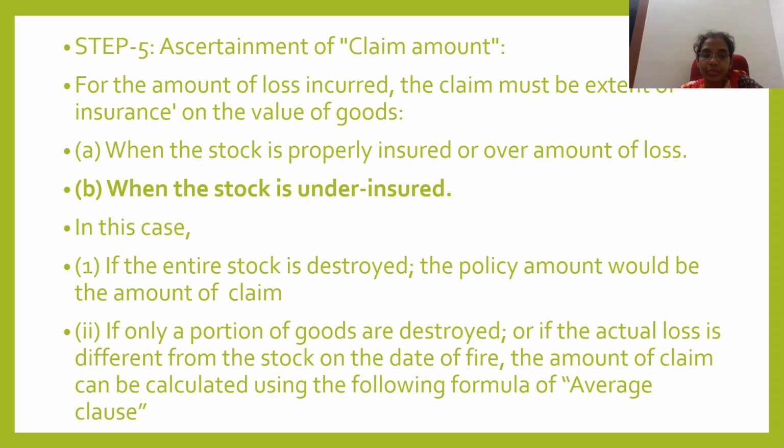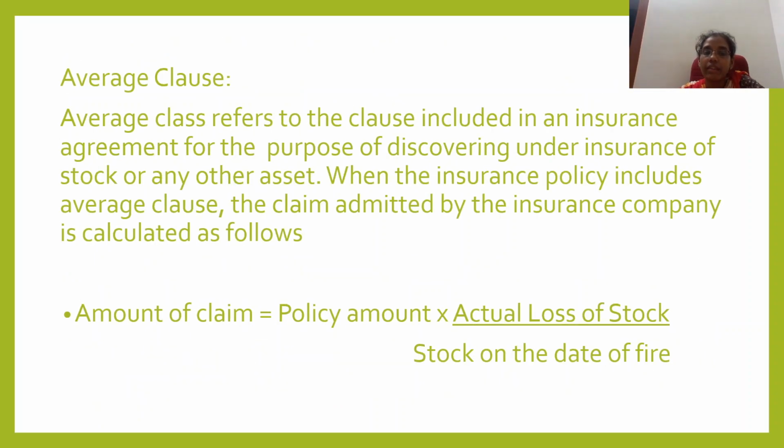If only a portion of goods is destroyed, or if the actual loss is different from the stock on the date of fire, in such cases we'll have the average clause. So what is this average clause? Whatsoever is included in the insurance agreement, we will consider that only, and after that the claim amount would be decided. So the average clause refers to the clause included in the insurance agreement for the purpose of discovering underinsurance of stock or any other asset.